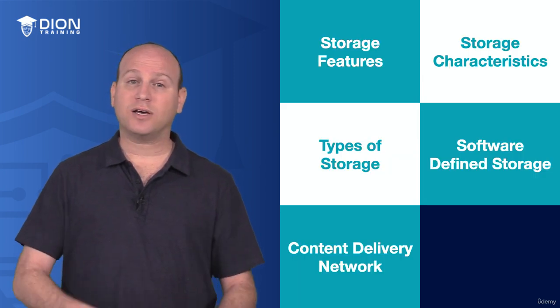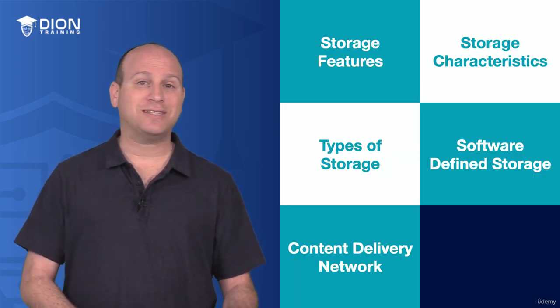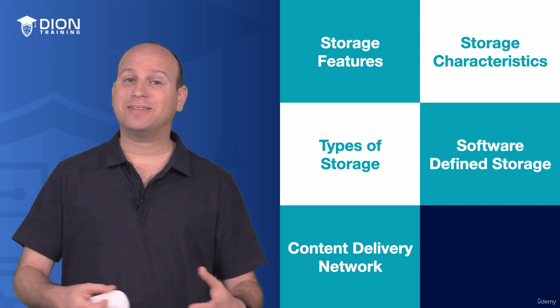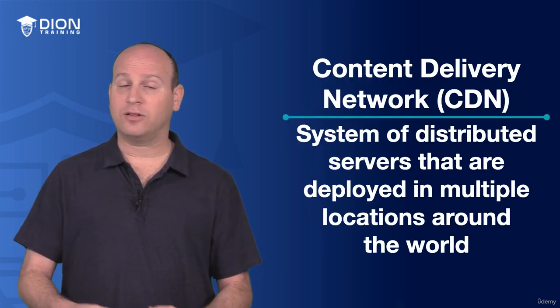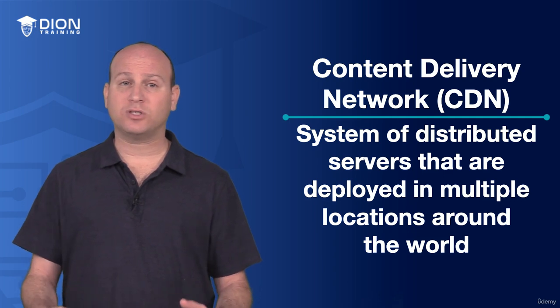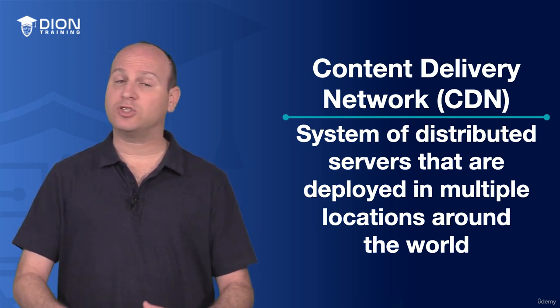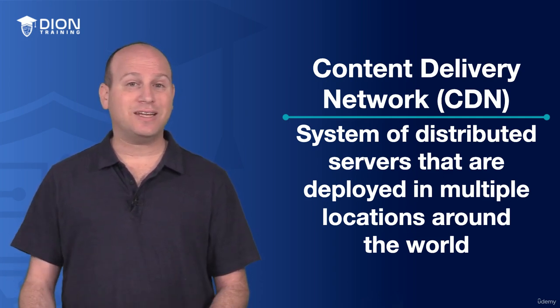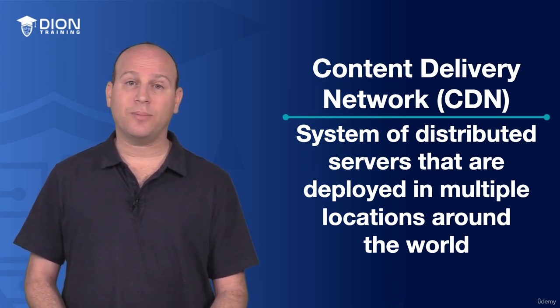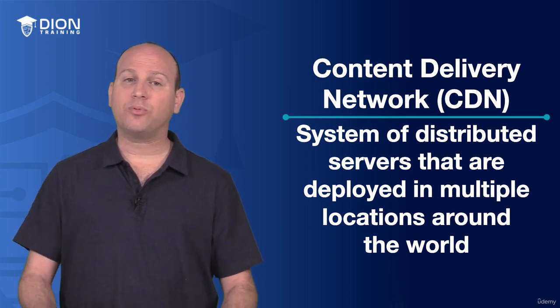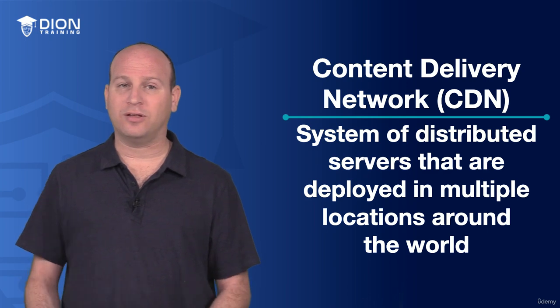After that, we'll discuss content delivery networks, which are known as CDNs, and we'll talk about how CDNs are used with cloud-based services. A CDN, or content delivery network, is a system of distributed servers that are deployed in multiple locations around the world. The goal of a CDN is to serve content to users from a server that is geographically closest to them in order to reduce the latency and improve the overall performance of the content delivery.